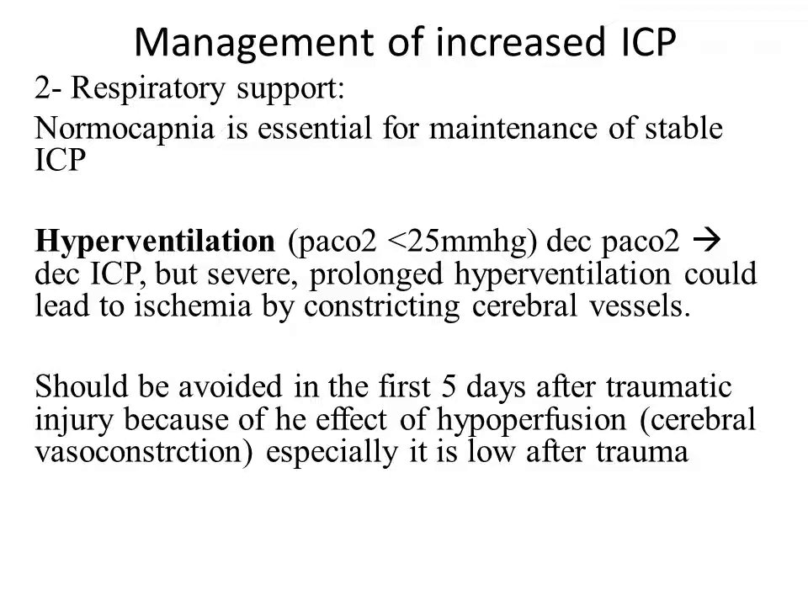A hyperventilation strategy is used to decrease the PaCO2, to less than 25 mmHg, in order to decrease ICP. But severe prolonged hyperventilation could lead to ischemia, because respiratory alkalosis causes arterial vasoconstriction, decreasing perfusion and causing ischemia to the brain. Hyperventilation should be avoided in the first 5 days after traumatic brain injury because of the effect of hypoperfusion and decreasing blood supply to the brain.